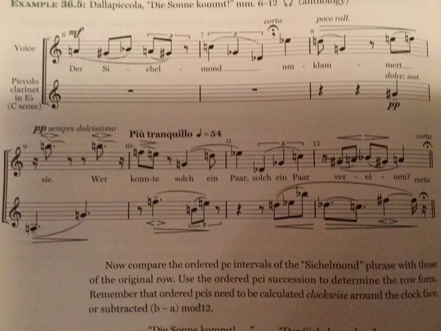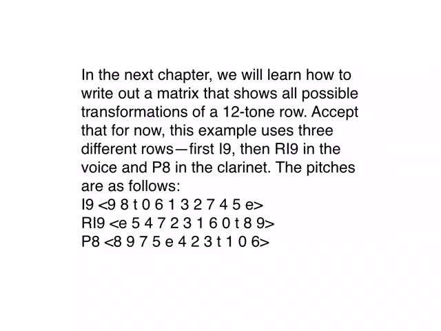So in this example, I9, here's pitch class 9, 8, 10, the 9 and 8 are repeated, and then the next pitch in the row is 0, 6, 1, 3, 2, 7, 4, 5, 11. So here they were: 9, 8, 10, 0, 6, 1, 3, 2, 7, 4, 5, 11.